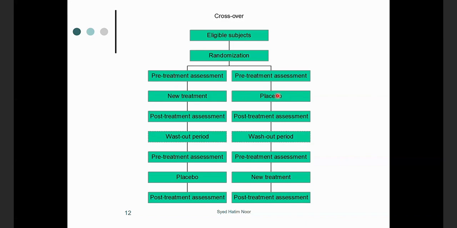After that, the same 10 will receive the placebo, and the same 10 will receive the new treatment. So that means you double it already, so that's why crossover. If you have a problem with sample size, for example your disease is not common, it is rare, but you need to do an intervention study, then the alternative is to use a crossover design.